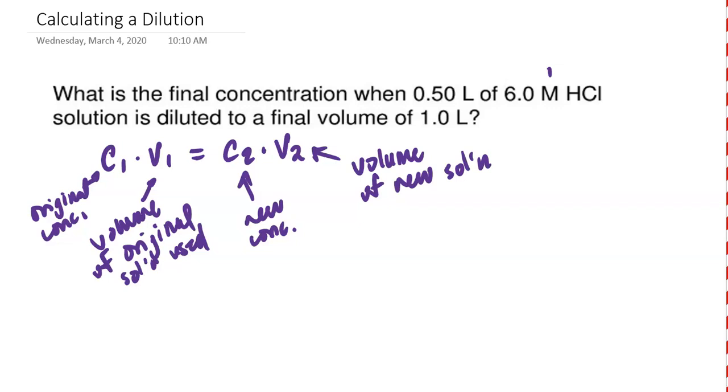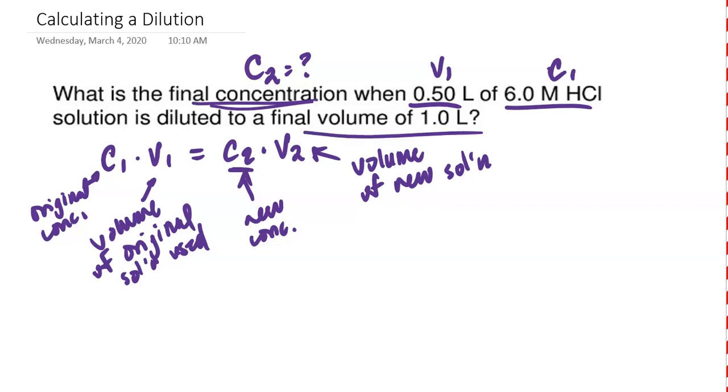Okay, so let's have a look at this example problem. In this problem, they're asking what is the final concentration, so that would be C2. That's what they're asking me for. This is when I take half a liter of 6 molar hydrochloric acid. The 6 molar hydrochloric acid is the original solution, and 6 molar is its concentration. I'm taking half a liter of it, so that's the volume of the original solution used in the dilution. And we're going to prepare a final volume of the new solution, or V2, of 1 liter.